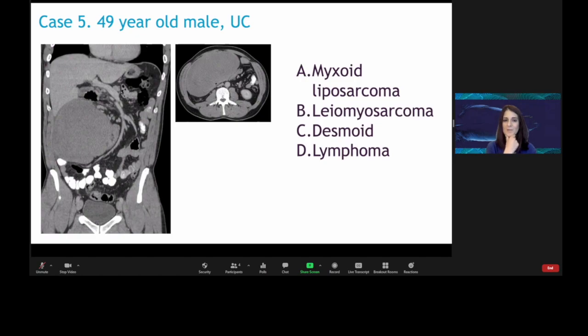Any results coming through? So it's relatively bland, isn't it? But quite a young patient. I think, yeah, we've got some good answers here. Mainly C. That's absolutely what this patient has.